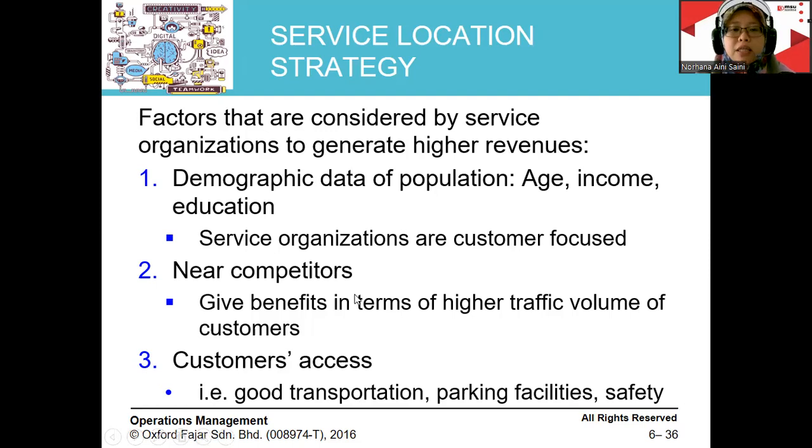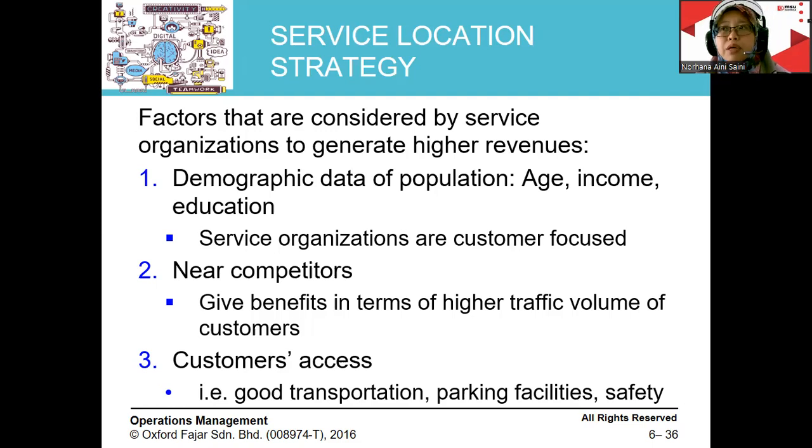All right, and then the third one is based on the customer's access. For example, good transportation. If you become the service provider, you must have good transportation, easy to access to your business, for example your company, your shop. And then for example, we have parking facilities. Definitely if you provide a service, the customers will look at the parking facilities, whether you provide them or not.